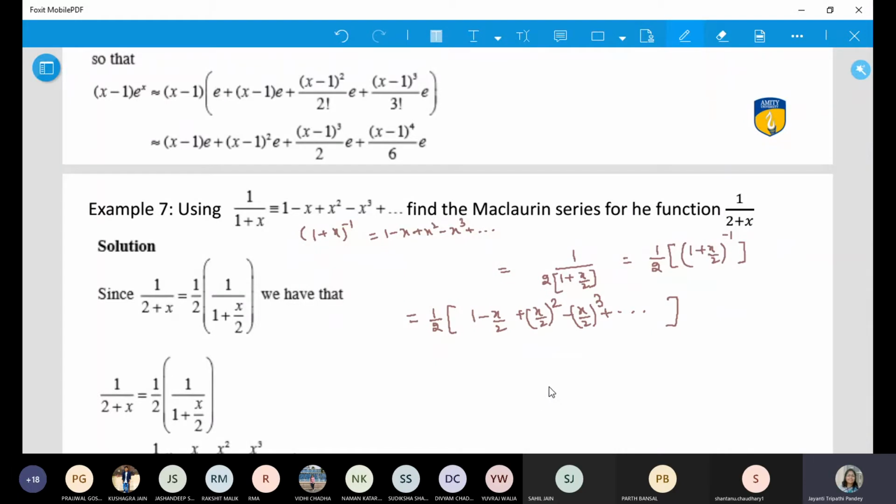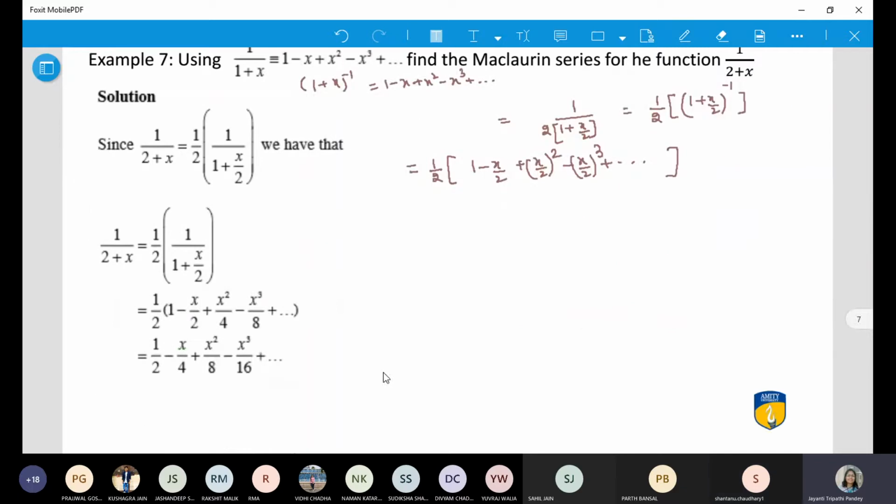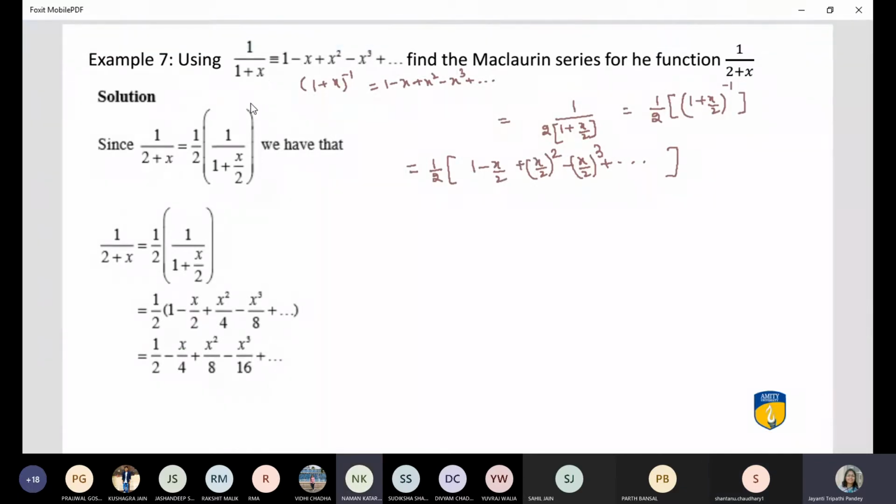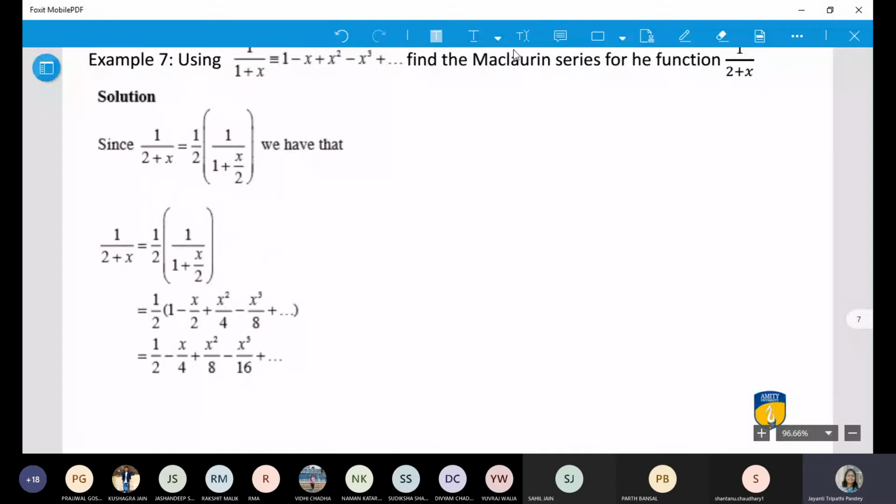And this is a direct expansion. There is not much that you have to do in it. You can multiply this 2 inside and get the answer. Is this fine? Yes, ma'am. So my request is that you revise binomial. You will be using binomial in this again and again.